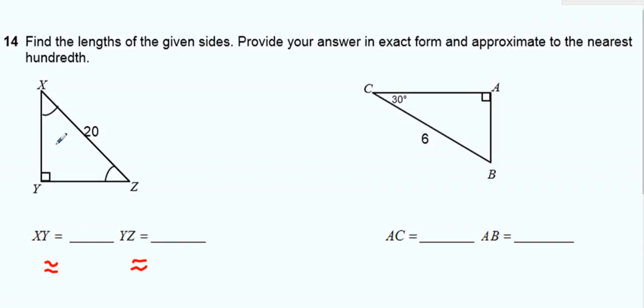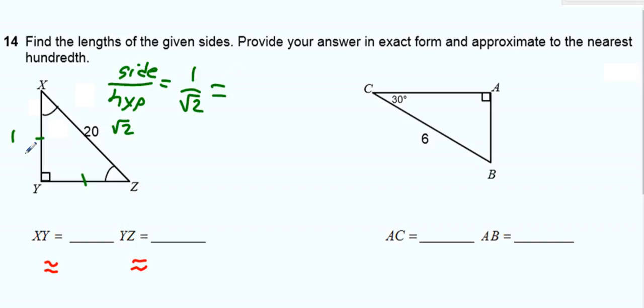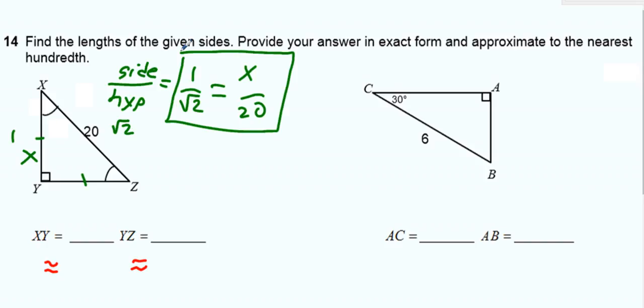So again, we're looking at this triangle. We've got two angles that are the same, so it's another 45, 45, 90, which means these two sides are the same. The only difference is that square root of 2. Side to hypotenuse is equal to the side has a length of 1 and the hypotenuse has a length of square root of 2. Then you put the side, which is what we're trying to find, over the hypotenuse, which is 20. And you just solve this proportion.